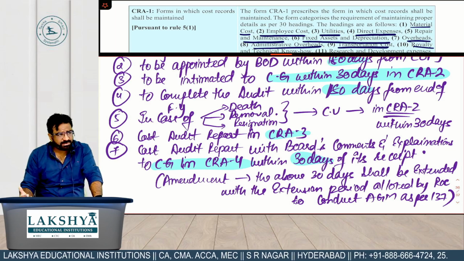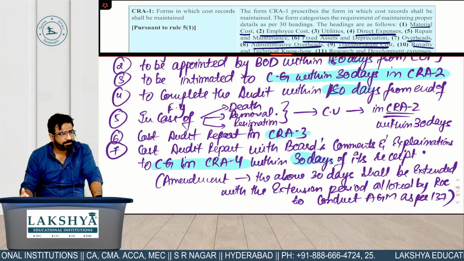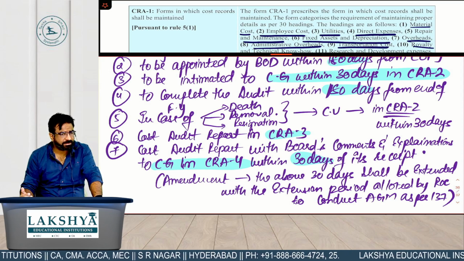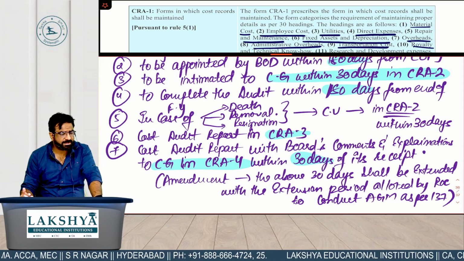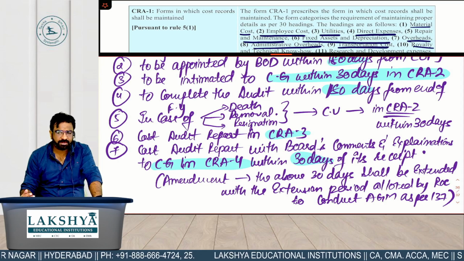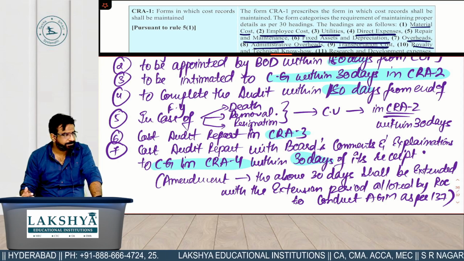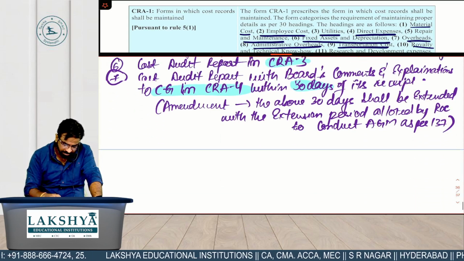I think forms also we discussed. We have said, except CRA 4. CRA 4 we still have to discuss. I think CRA 1 we discussed, CRA 2 discussed, CRA 3 we discussed, CRA 4 we have to discuss. What we intimate to the government. Let's start, sir. Okay. Put the heading forms.